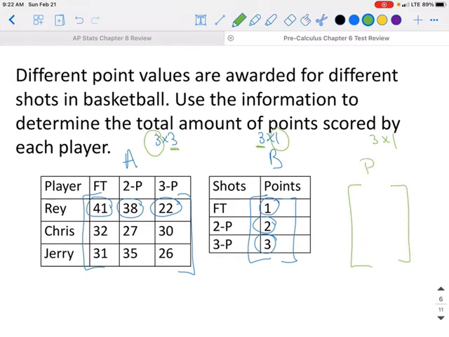We have points here, and then we're going to have the players down here. So Ray, Chris, and Jerry. If we do matrix A, plug that into your calculator, matrix B, plug that into your calculator, and multiply, you will see that we're going to end up with 183, 176, and 179. So Ray will score 183 points, Chris will score 176 points that season, and Jerry will score 179 points.